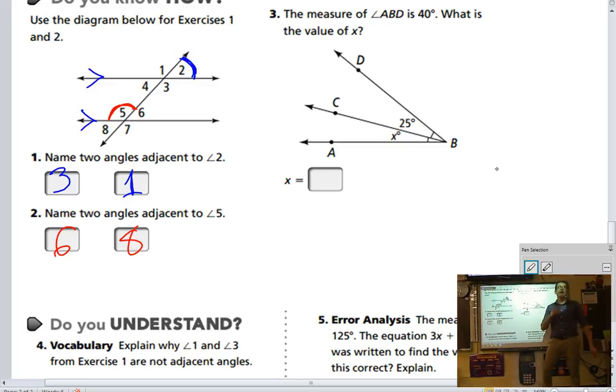Now, where this relationship is headed is actually angle 2 up here would be equal to angle 4. And angle 5 would be equal to angle 7. So we're going to start to see some really cool relationships that happen when we work with parallel lines. But that's all that we need to do today.